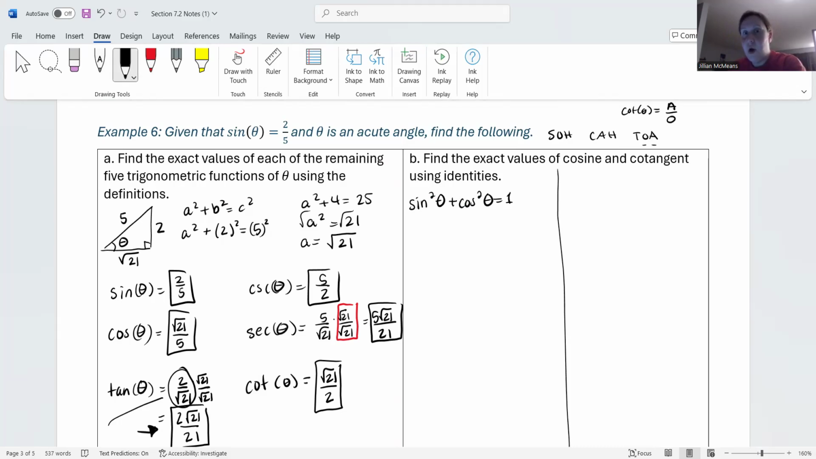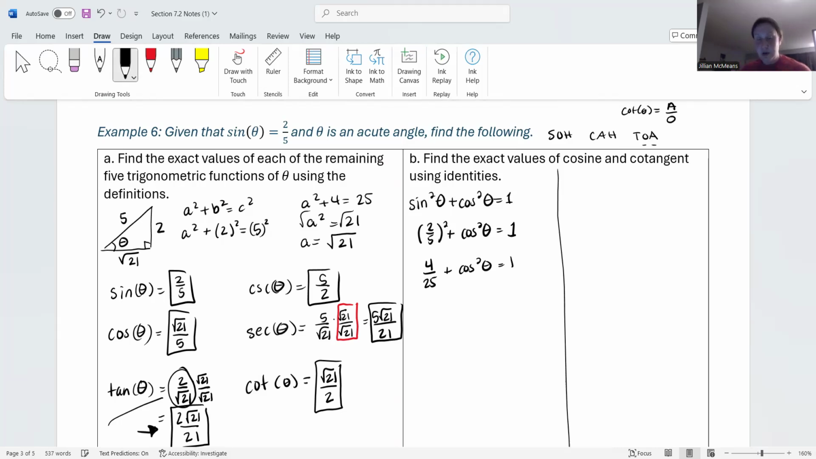Okay, so what was sine of theta? Well, sine of theta was 2/5. So we can take 2/5 and square it, and then solve for cosine here. So, 2/5 squared: I would square the numerator and the denominator, so that makes this 4/25 plus cosine squared theta equals 1.